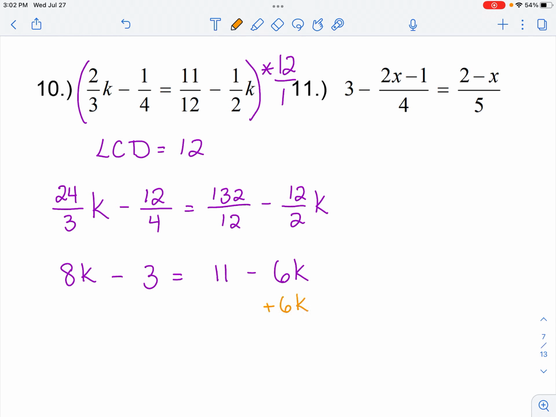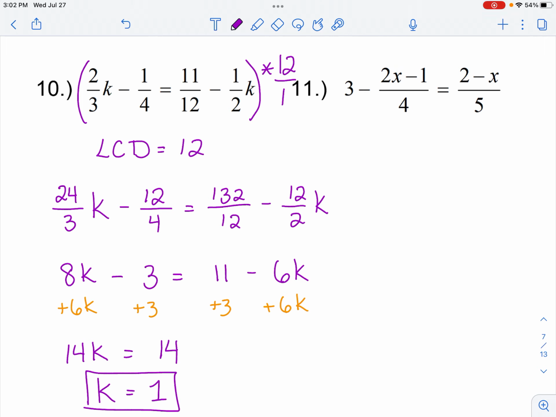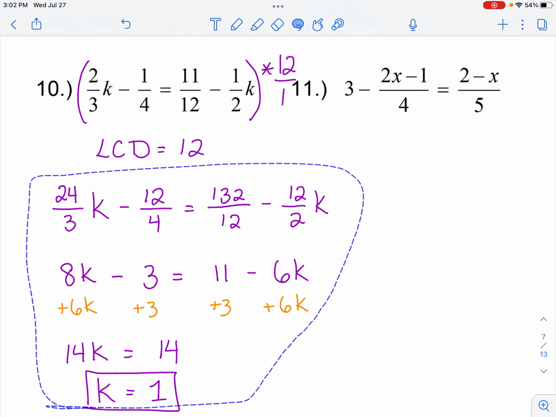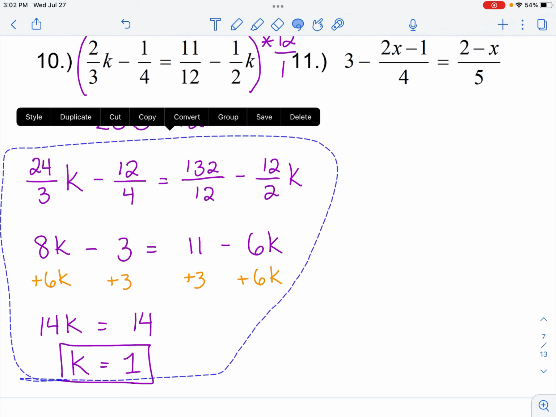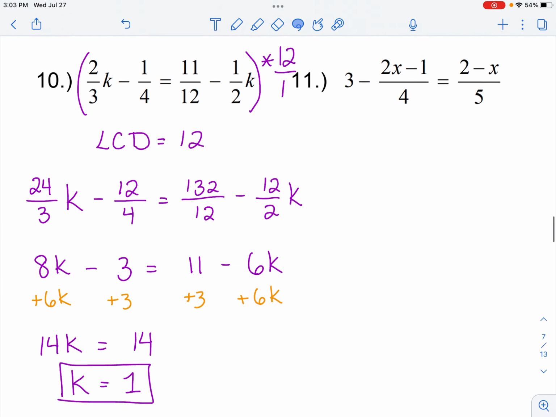So I'm going to add 6k to both sides, add the 3 to both sides. I'm going to end up with 14k is equal to 14. Divide out the 14 from the k, and you get k equals 1. Okay? All right. Now, I misjudged my spacing here a little bit, so let me just slide all of this over. Hopefully I got it all. There we go. All right.